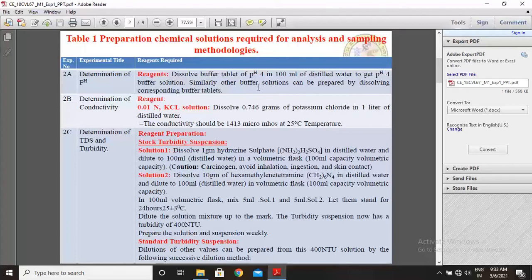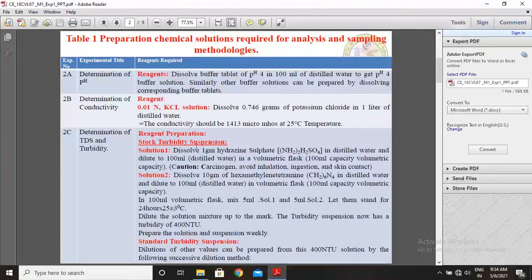For the experiment determination of conductivity, the reagent required is 0.01 normality KCl solution. For this reagent, dissolve 0.746 grams of potassium chloride in 1 liter of distilled water. Now the conductivity should be 1413 micromhos at 25 degrees centigrade temperature. And for the determination of TDS and turbidity experiments, reagents are required.